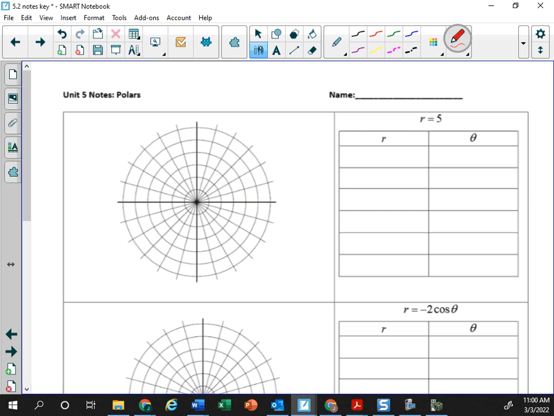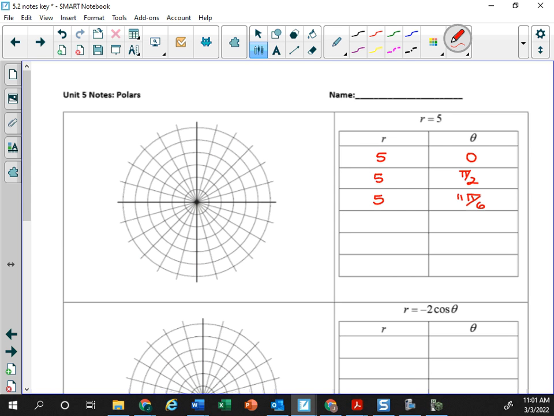Okay, this next one here, we've got r equals 5. So you probably already know what it is, but let's plug some angles in. What if theta is 0? What does r equal? Good. What if theta is pi over 2? What does r equal? What if theta is 11 pi over 6? What does r equal? I'm seeing a pattern, guys. What do you think this is? What shape is this?